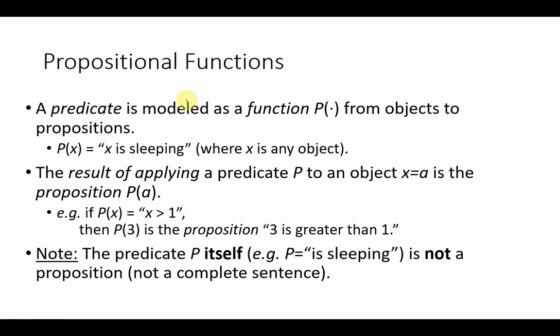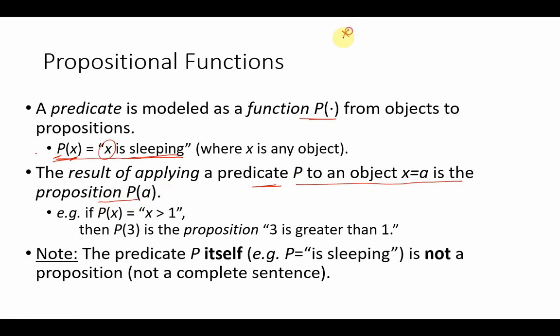Now a predicate is modeled as a function P. See, for example, once again, P of X, X is sleeping. We used the example, the dog is sleeping. Now this can be modeled as P of X, where it says X is sleeping. This X is a variable and this is the predicate. Now this can be modeled as a function. Let us say this is the function and this is the variable on which the function is operating. Now this is an important point: the result of applying a predicate P to an object is a proposition.